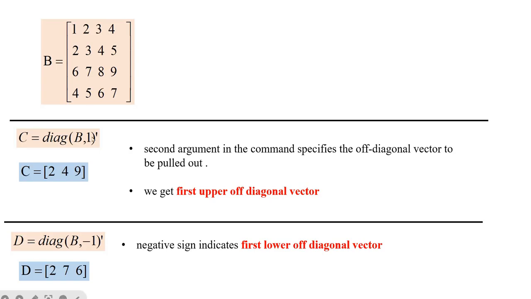If you want the second upper off-diagonal, you have to write it as 2. Then you will get 3 5. If you want the second lower off-diagonal vector, then it will be 6 5. Okay, so here you have to write it as minus 2. Plus 2 here and minus 2 here.